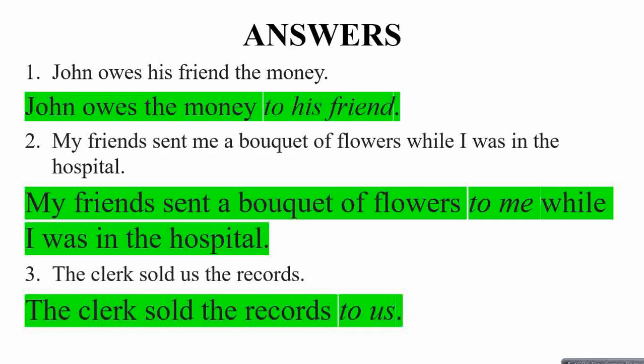So starting off with the first one, John owes his friend the money. Now John owes the money to his friend. So we bring the direct object followed by preposition and then comes the indirect object, which is his friend.